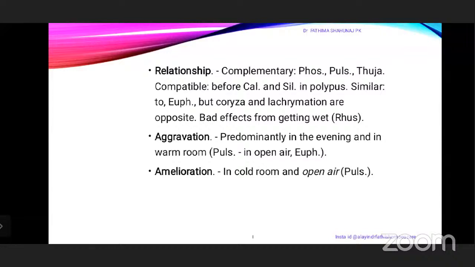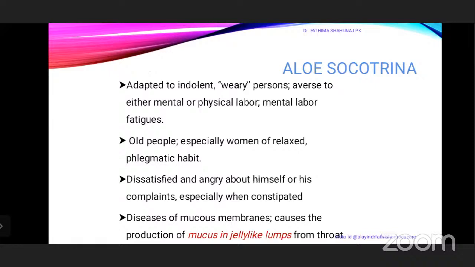Then aggravation predominantly in the evening and in warm room, and pulsatilla is seen in similar symptom, and in open air, aggravation is seen in euphrasia. Amelioration in cold room and open air, again seen in pulsatilla. Then about aloes.